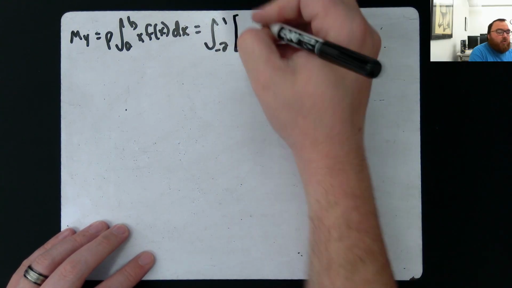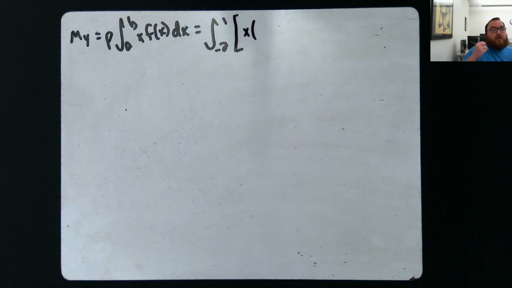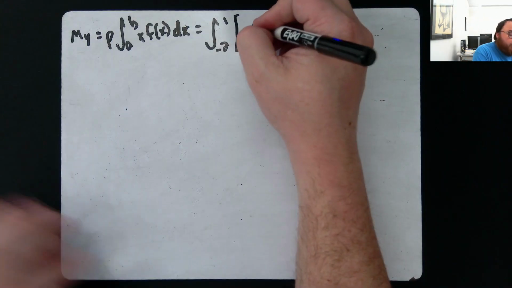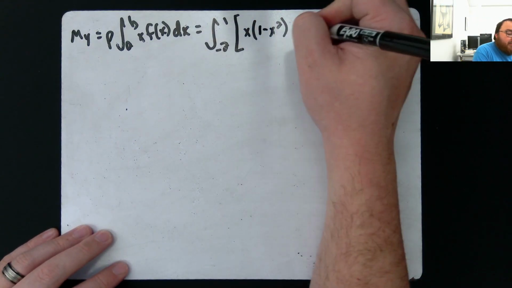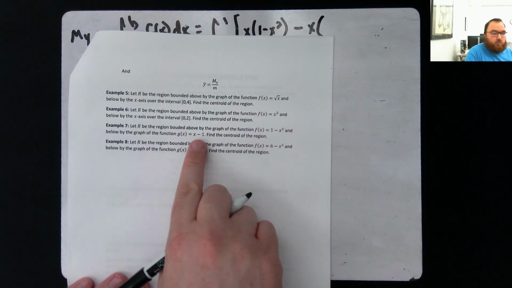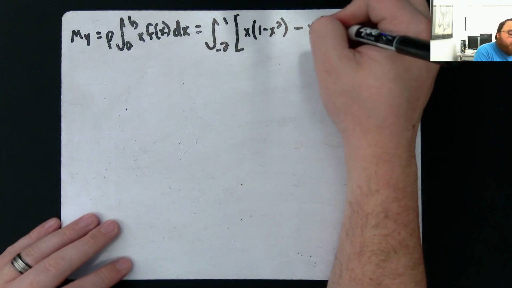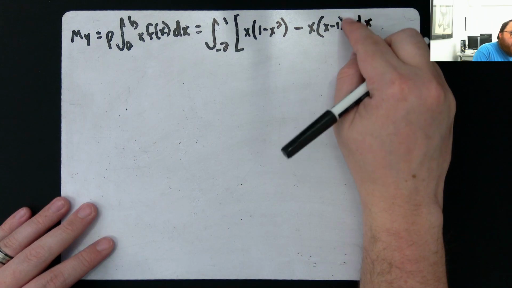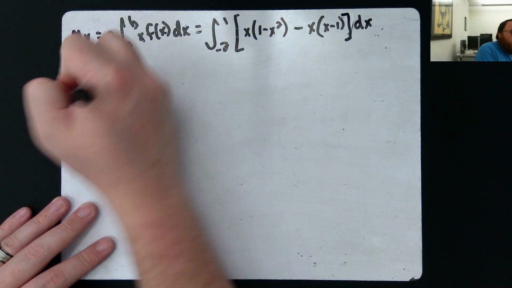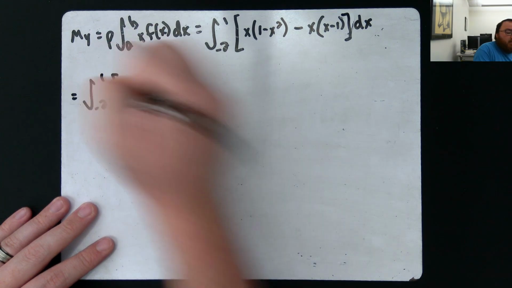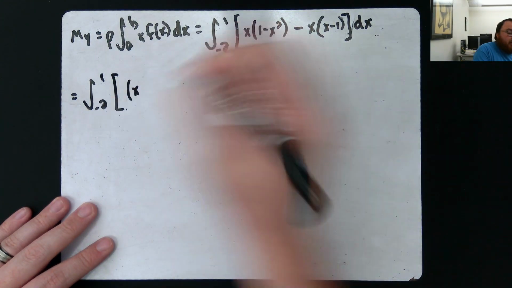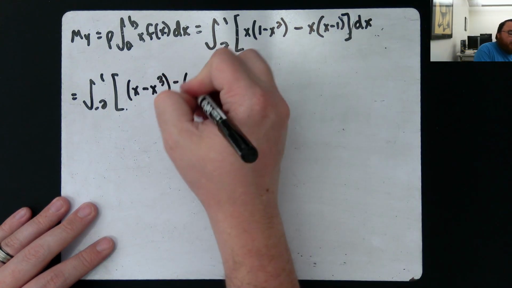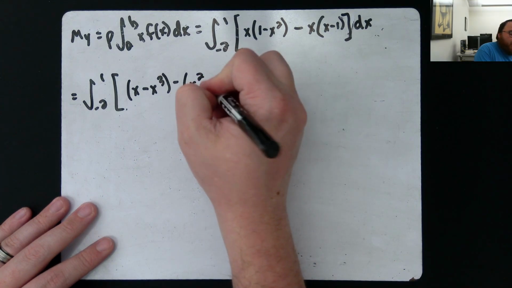I have 2 graphs now, though, so I've got to do x times my top graph, which we said was 1 minus x squared, minus x times the bottom graph, which was x minus 1, dx. So let's work that out. That's going to be the integral from -2 to 1. X times 1 is x. X times -x squared is -x cubed. Minus x times x is x squared. X times the -1 is -x.